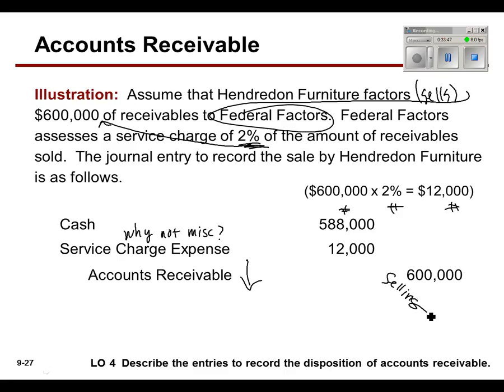We're getting $588,000 out of the deal, but it's going to cost us 12 grand to do it. So you might say, whoa, man up. You can get that 600,000. Maybe we're just really sick of it, and we're going to sell it off and take a $12,000 hit because of it.